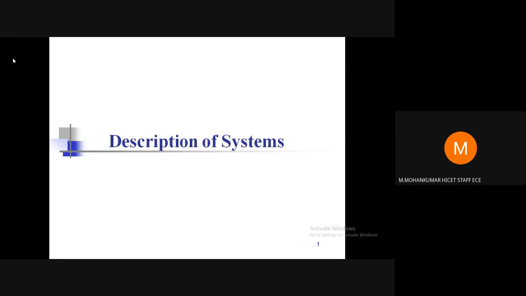So in the previous classes, we have completed 3 modules. In those modules, we completed the basic signals and systems introduction, continuous time signals and discrete time signals, the standard signals representations, and time scaling, time shifting, and amplitude scaling. Those things have been discussed, right? With some practical examples we have just completed. So today we are going to discuss the descriptions of systems.